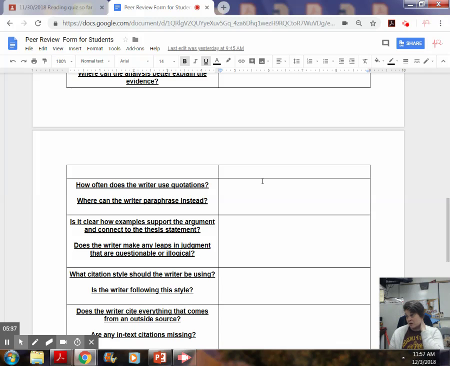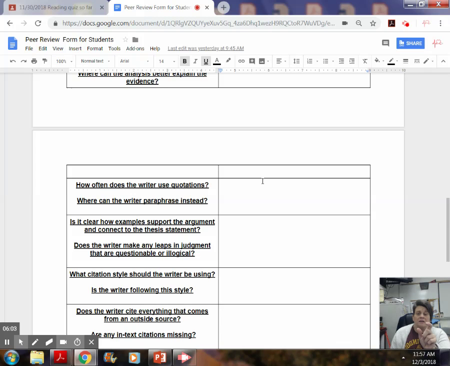Is it clear that their argument is supported and that it connects to the thesis? Or do they just put their own opinion in there? Remember, in a research paper, you can give some information, but your whole paper can't just be your opinion. You have to literally back up your argument with research-based evidence. Are they using citations in the paper?